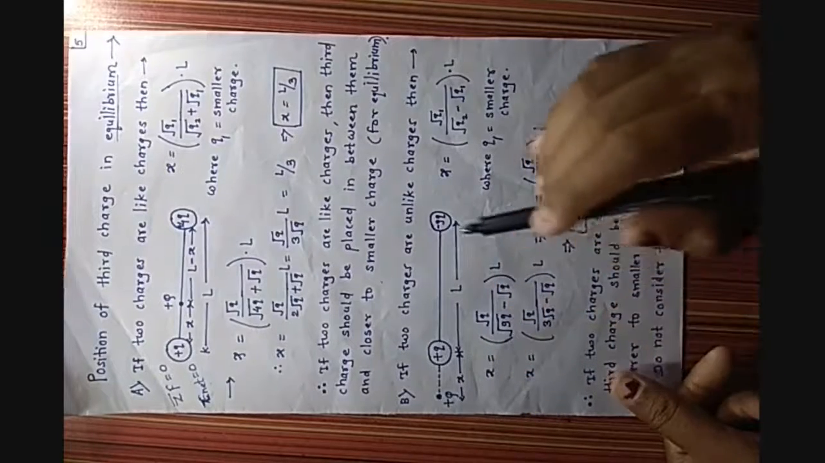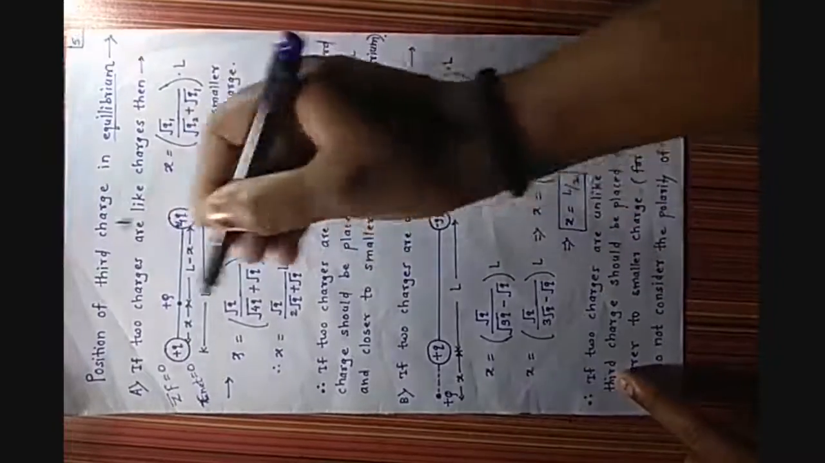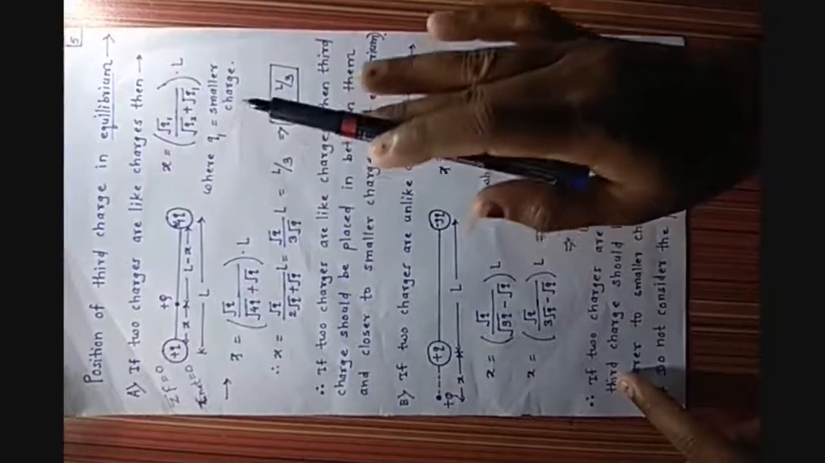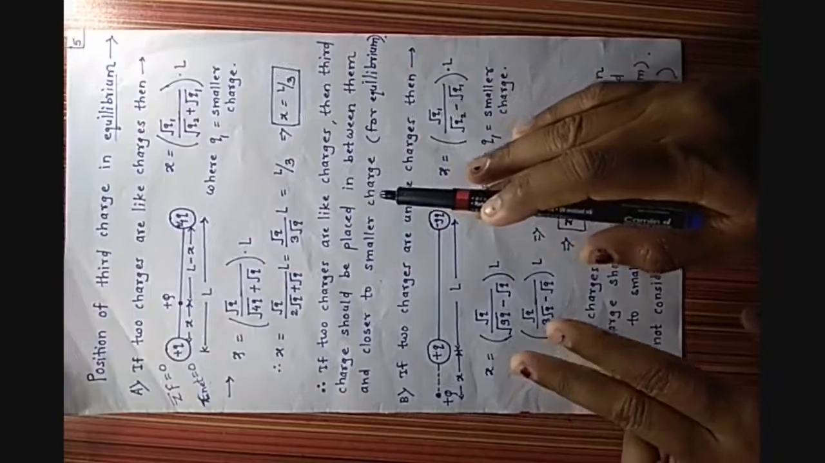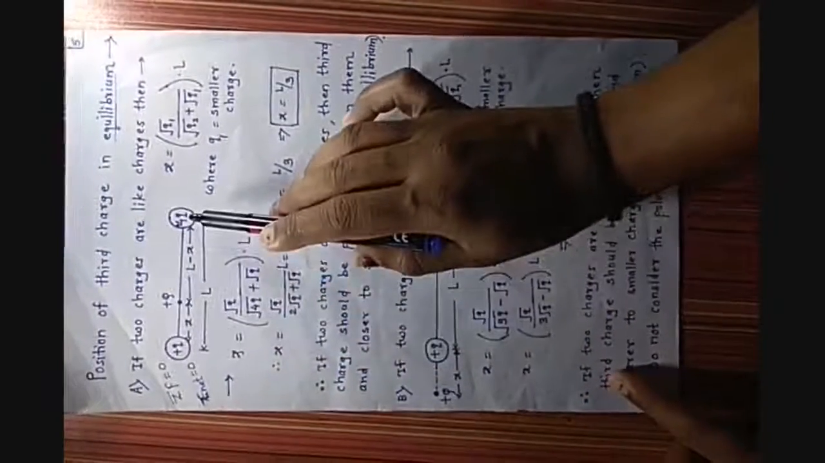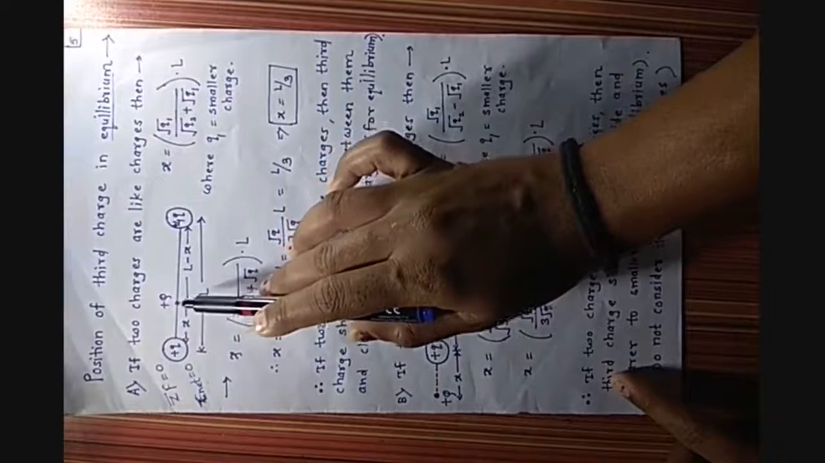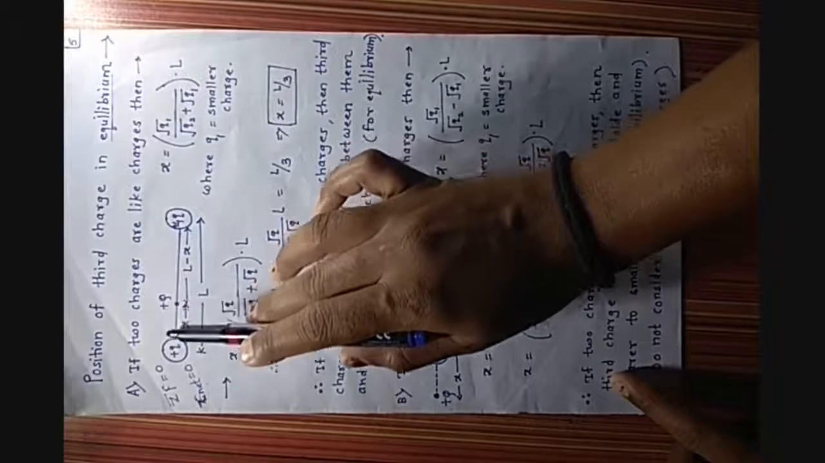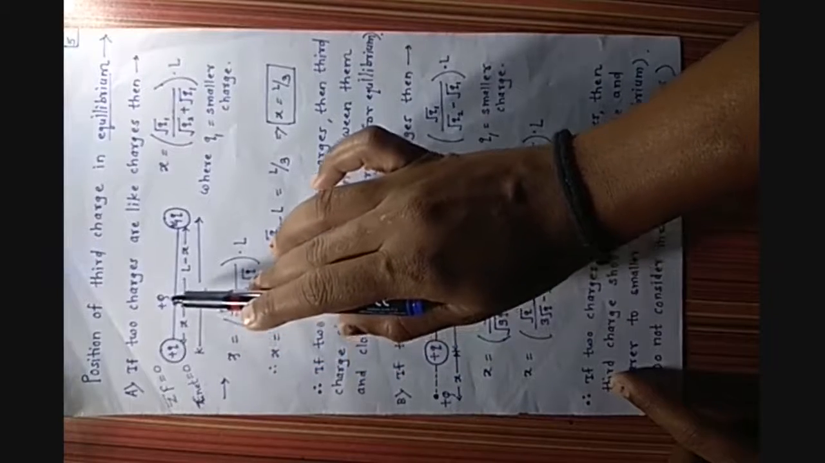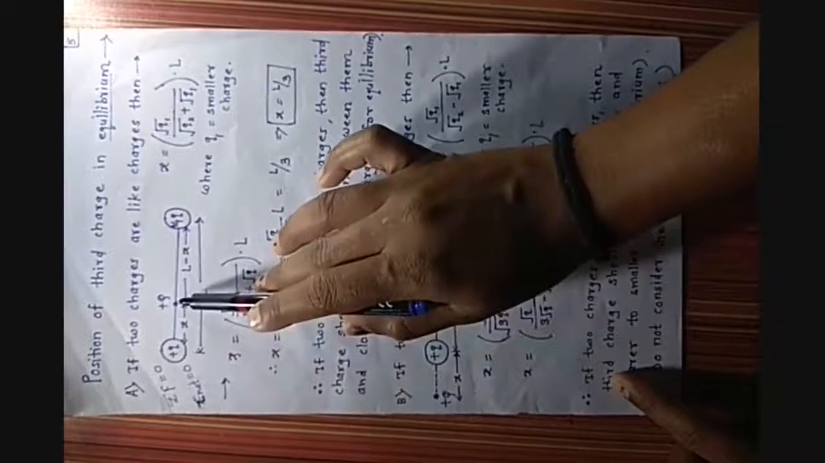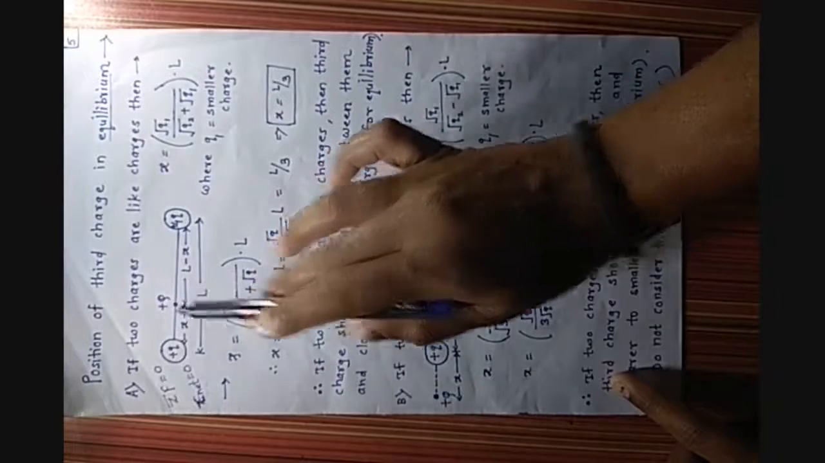While solving such numericals, don't consider the polarities of the charges while putting the values in the formula. फक्त त्यांचं मॅग्निट्यूड तुम्हाला कन्सिडर करायचं आहे. सो दोन इम्पॉर्टंट कंडिशन्स आहेत. लाईक चार्जेस असतील तर थर्ड चार्ज त्यांच्यामध्ये प्लेस करायचा आणि जो स्मॉलर चार्ज आहे त्याच्या जवळ प्लेस करायचा. त्या पॉइंटला तुम्हाला नेट फोर्स आणि नेट इलेक्ट्रिक फील्ड 0 मिळेल.